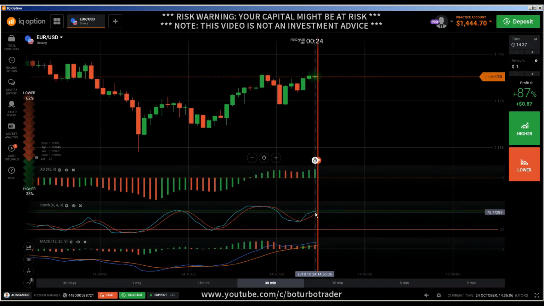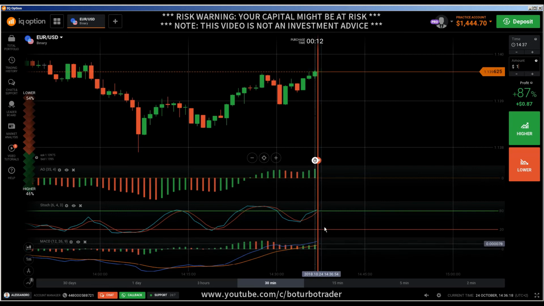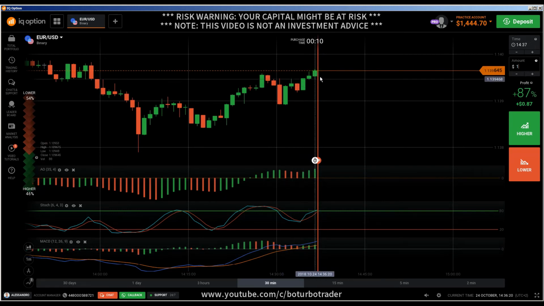Yes, we have here still the blue line above the red line. The awesome oscillator candle is green, but the awesome oscillator of the MACD is red. That is not the condition, and I'm not sure what's happening here, because it was above this level.